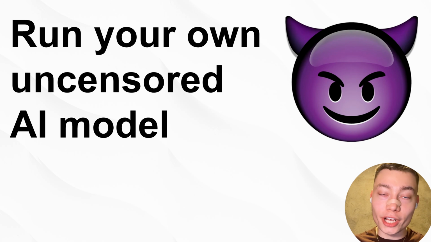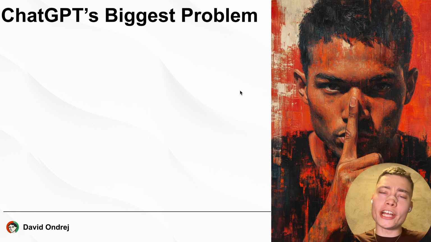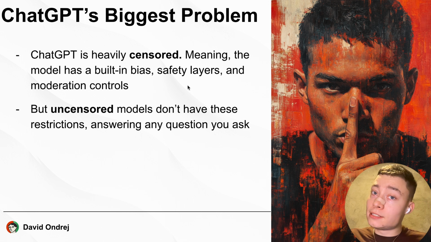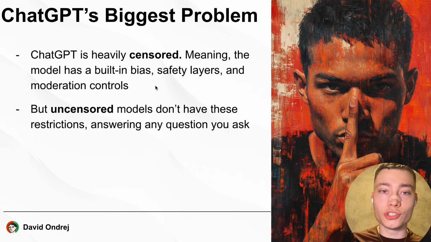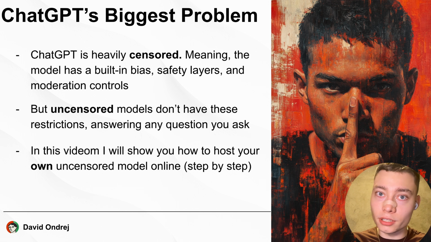My name is Ondrej, and here is how to run your own uncensored AI chatbot. ChatGPT's biggest problem is that it's heavily censored, meaning the model has built-in bias, safety layers, and moderation controls. But uncensored models don't have any of these restrictions, allowing you to ask any questions you want. In this video, I'll show you how to host your own uncensored model online step by step, so you can do this even if you aren't a programmer.